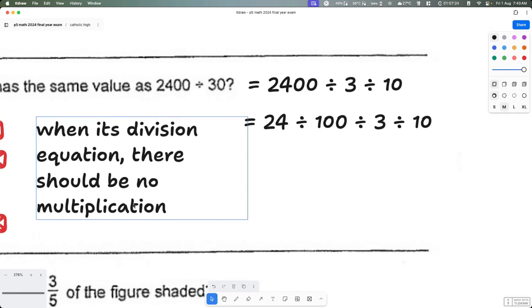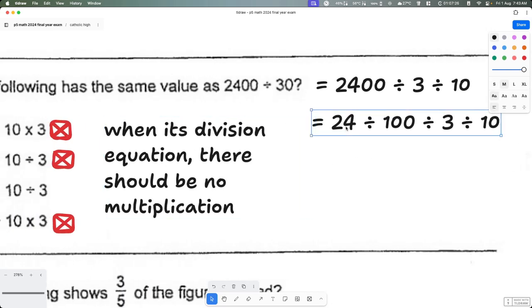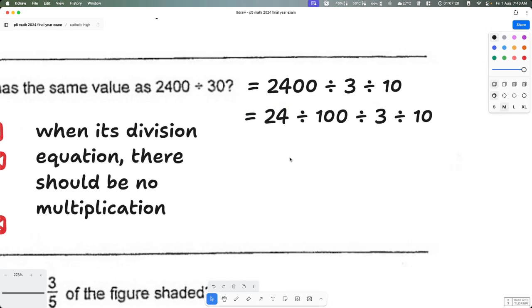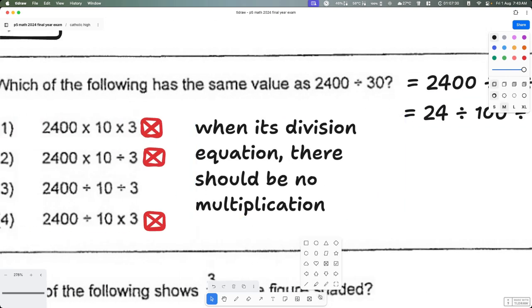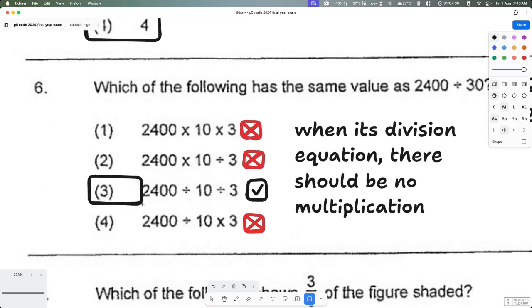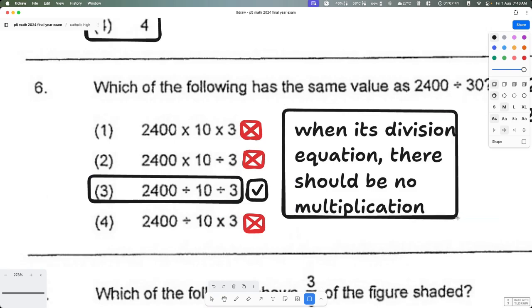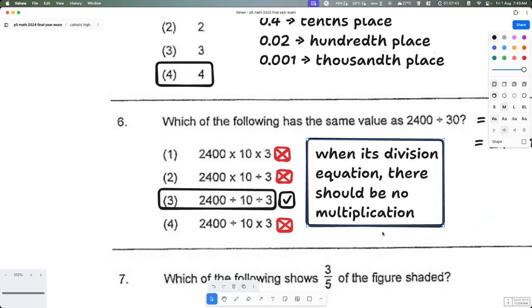So this is a few examples that this is true as well. Okay, so from here, hopefully this makes sense. So in this case, this is the correct answer. Yes, so option number 3 in this case over here. Okay, so let's move on to the next question.